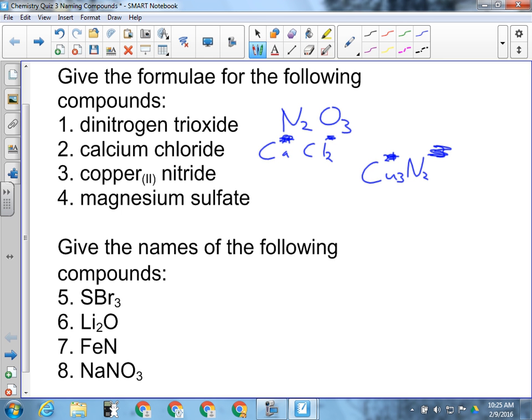And then for number 4, I've got magnesium sulfate. Ionic or molecular? Ionic. Magnesium is a metal. Okay, so Mg, that's a 2+. Sulfate is a -2. So is that already balanced? All right, so that's our formula then. MgSO4. Questions on the first 4?